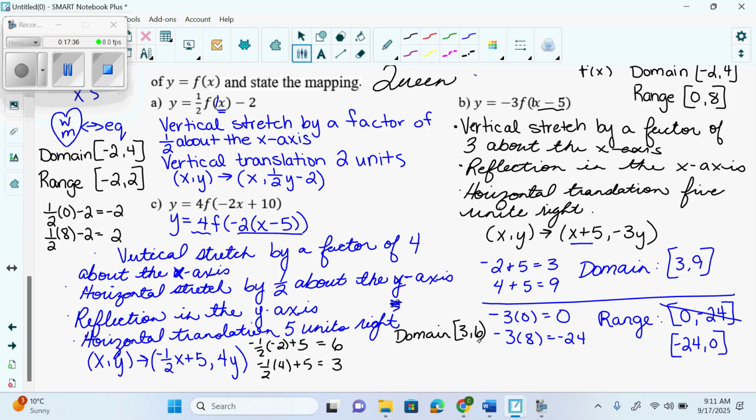Okay, my range, I'm going to multiply by 4. So that 0 is going to stay the same. I'm going to get 4 times 0, which is 0, and then 4 times 8, which is 32. 0, 32, it's correct. Why didn't they flip? Because they didn't reflect.